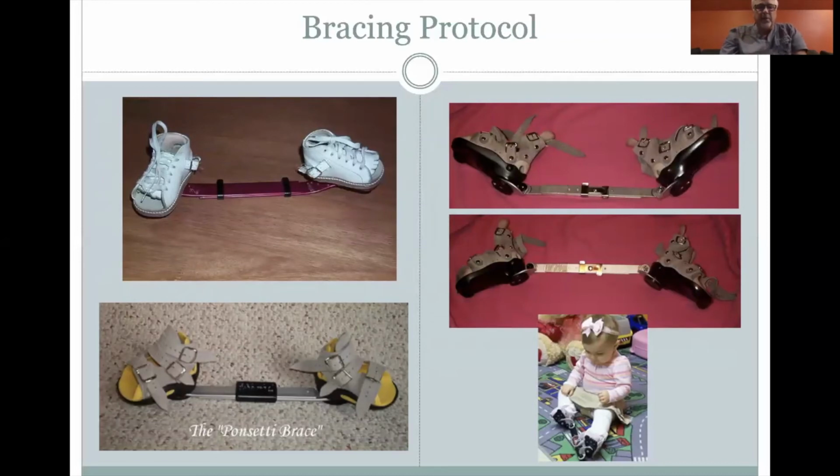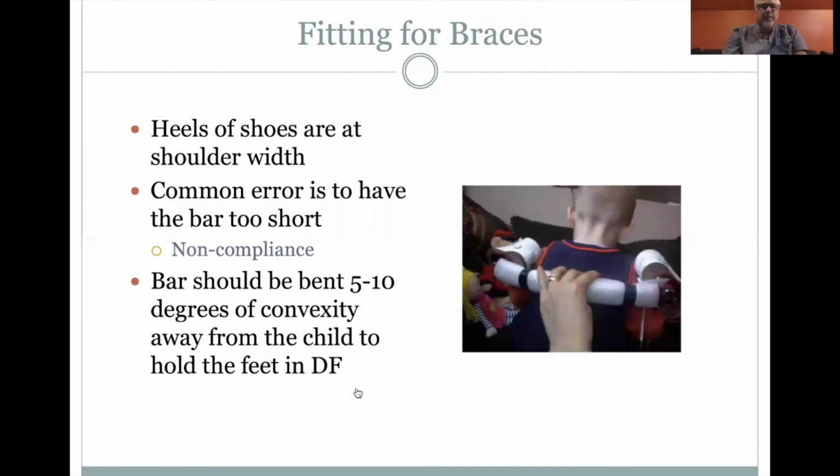There are abduction bars, and I like the Ponseti brace myself. That's my preference. There are some bars, like the Dobbs bar down here, which allows the kids to kick. But I like this Ponseti brace. I like the shoes. They're easy for getting the kids in and out of. It really allows you to lock the heel back and down. You can adjust the position of abduction also on them.